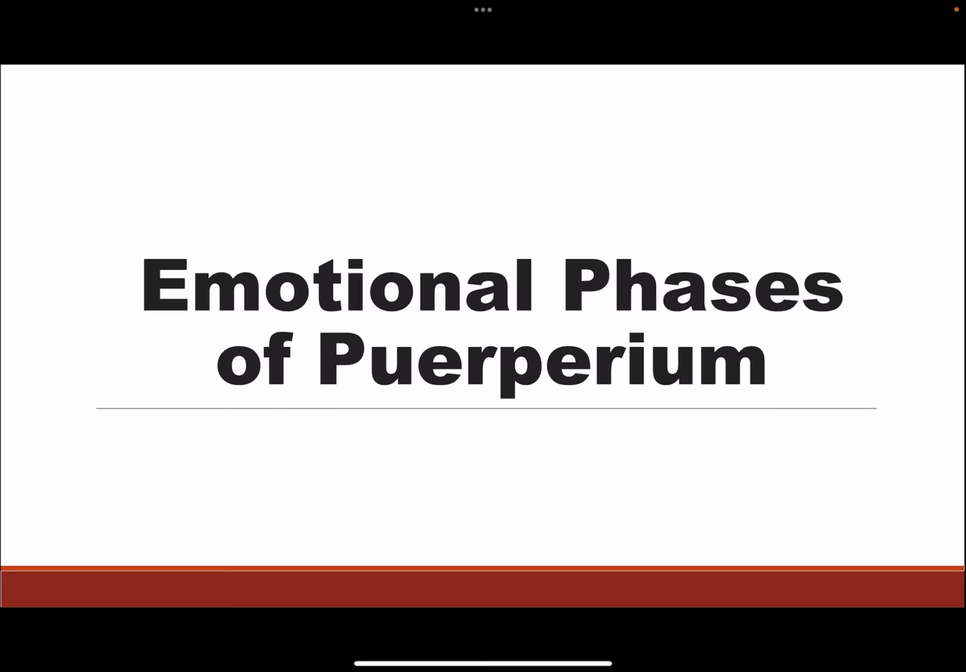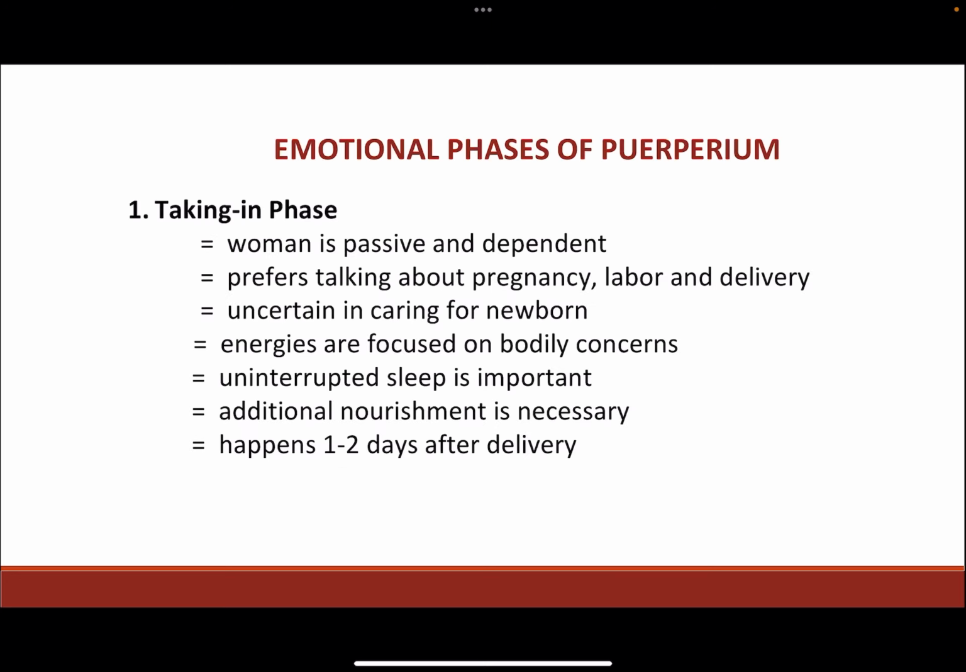Under our emotional phases of puerperium, we have the taking-in phase, in which the woman is passive and dependent, talks about pregnancy, labor, and delivery, and is uncertain about caring for the newborn. Energies are focused on bodily concerns. Uninterrupted sleep is important. Additional nourishment is necessary. This happens 1 to 2 days after delivery.